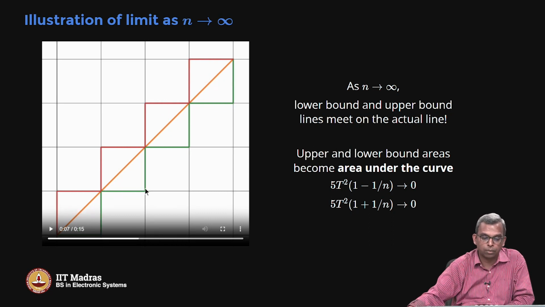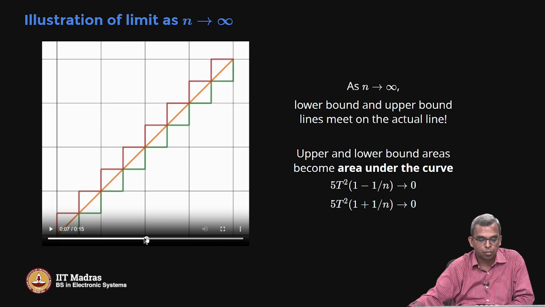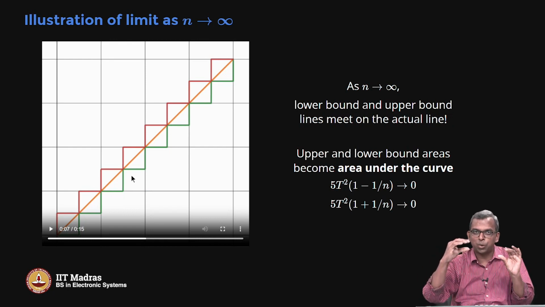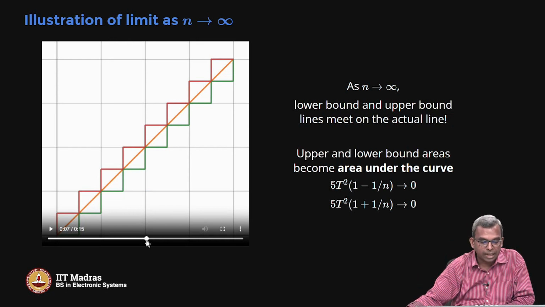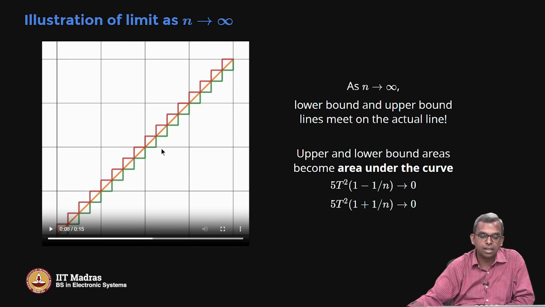So this is 4. Okay, so this interval has been split into 1, 2, 3, 4 levels. Now, as I play, 4 will go to 8. So you see already the gap between the two areas is becoming smaller. And then 8 will go to 16. You can see this is 16. I'm just doubling so that you see the convergence quickly.